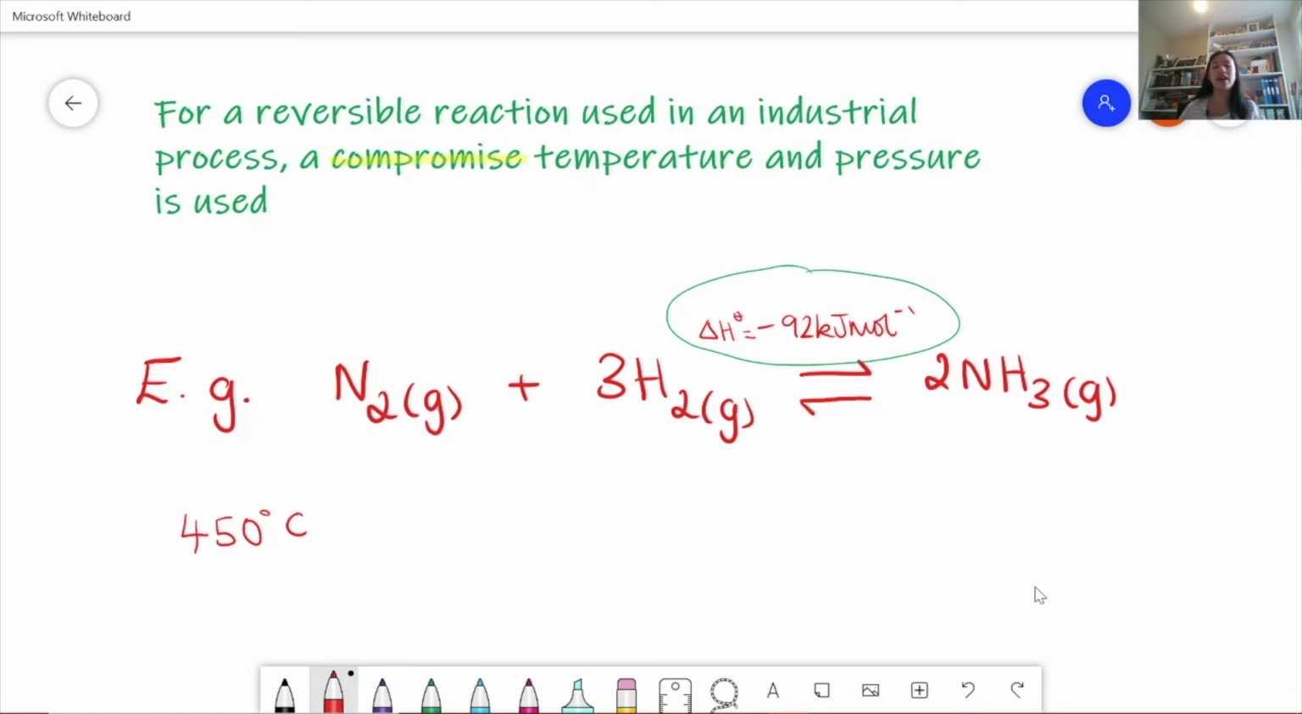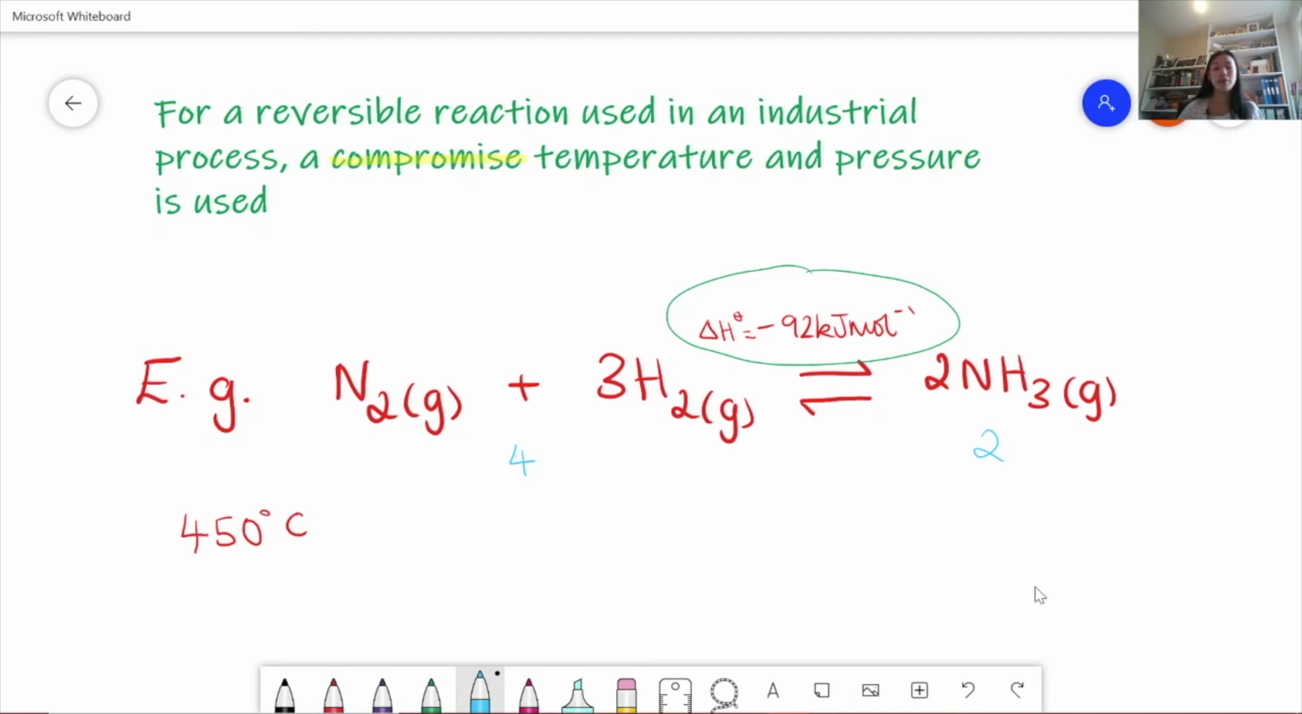Because that way we can get a high yield of ammonia, but also the reaction won't be too slow to cost lots of money. The second point is that if we use a high pressure, then that produces a greater yield of ammonia. That's because we have 4 moles of gas on this side and 2 moles of gas on this side. So if we increase the pressure, then the equilibrium favours the side with the least gas molecules because it wants to decrease that pressure. And so the equilibrium shifts to the right again, like for the temperature. And so there's a greater yield of the ammonia.